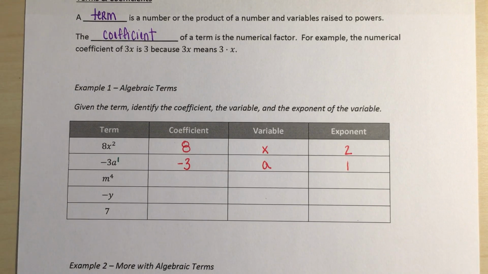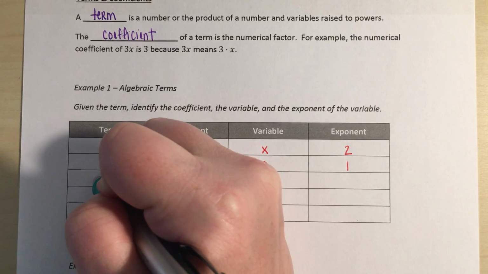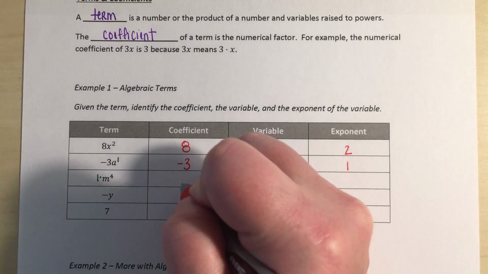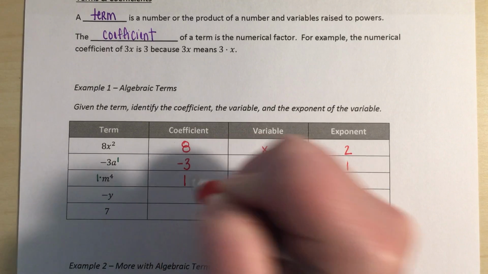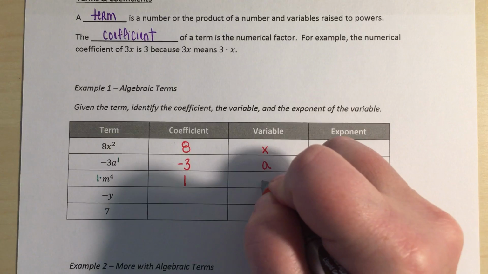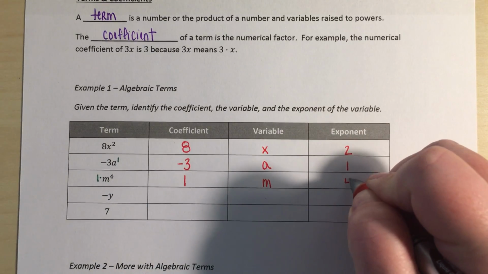Right? M to the 4th. Well, this one looks like it's missing a coefficient. But remember, 1 times anything is just itself. So if I put a 1 times m to the 4th out front, that's not going to change my m to the 4th. So this might be another case where we want to think about there being an invisible 1 as our coefficient out front. Right? So we could have invisible 1s as exponents, we can have invisible 1s as coefficients. Right? So our numerical factor in this is just a 1. Our variable is m. Our exponent, easy to pick out this time, is 4.